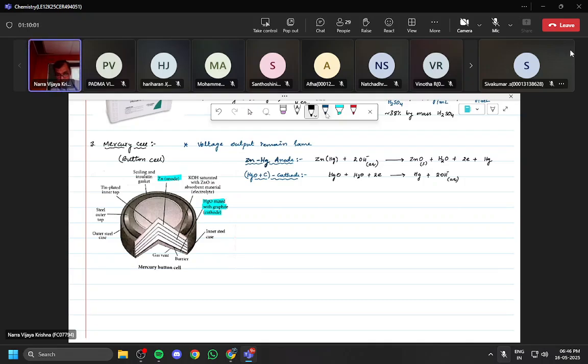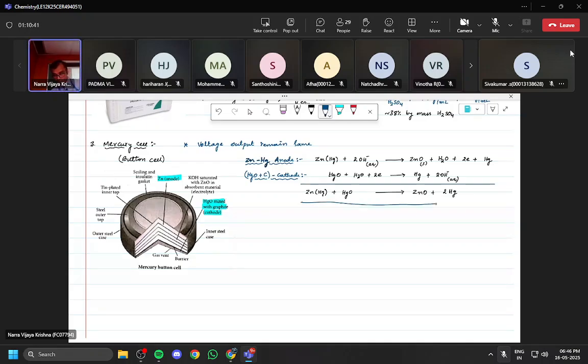Now observe the overall reaction, sir. Zinc amalgam with mercury oxide. Can I cancel these 2 electrons and 2 electrons? 2 OH minus, 2 OH minus. So what is left? On the reactant side, nothing is there, right? H2O also gone. So it gives rise to zinc oxide plus mercury. Respond, sir.